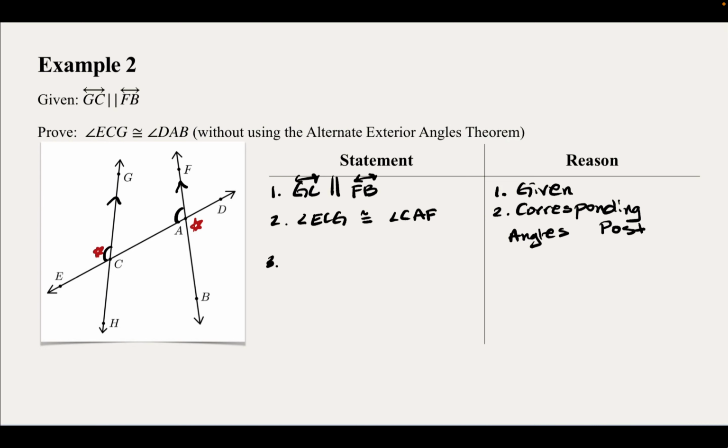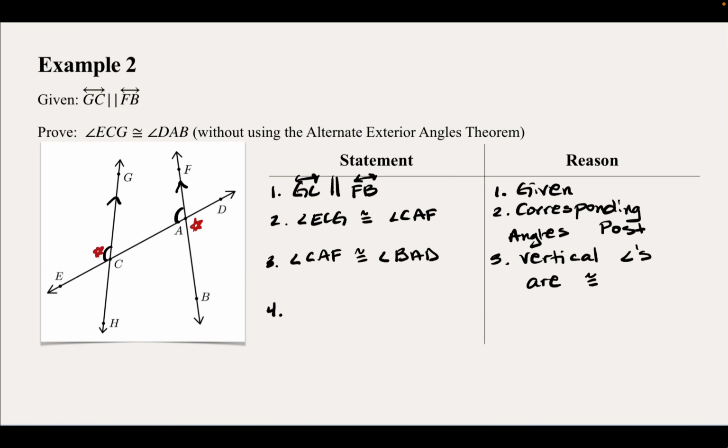All right, well, now what? I know that those two angles are congruent. I also know that this angle and this angle are congruent because these are vertical angles. So I can use that as my next step. Angle CAF is congruent to angle BAD. And that is because they're vertical angles. So vertical angles are congruent. I'm using a bit of shorthand here.